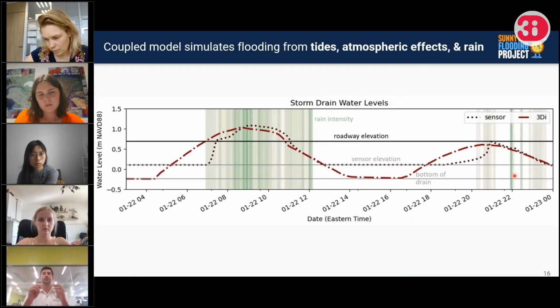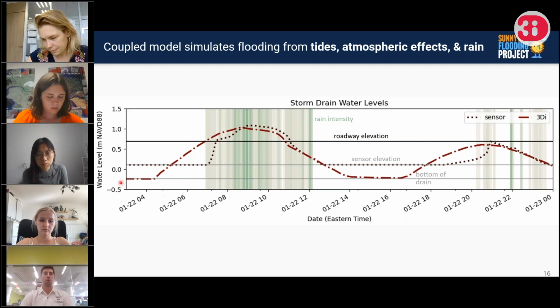In addition to looking at flood extent, we can also use a coupled ADCIRC and 3Di model to assess the contributions of tides, rain, and atmospheric effects like wind to flooding water levels. The water level time series from a flood on January 22nd, 2023 shows measured and modeled water levels from a storm drain on Canal Drive, a flood-prone roadway in our study site. On the y-axis are water levels in meters this time, relative to the NAVD 88 datum.